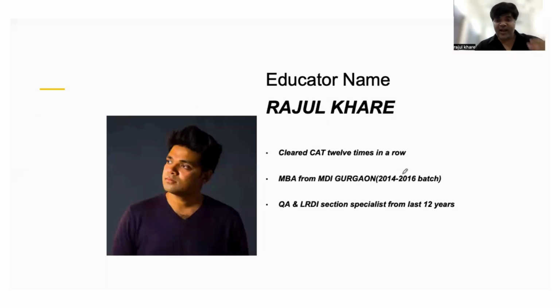Before we begin with the trick, I just want to give you a quick glimpse about my profile. My name is Rajul and I've been appearing for CAT. This will be my 13th attempt of CAT, and I've been clearing CAT 12 times in a row with more than 99 percentile in my sections, which are Quantitative Aptitude and LRDI. Moreover, I have also done my MBA from MDI Gurgaon in the year 2014-16.